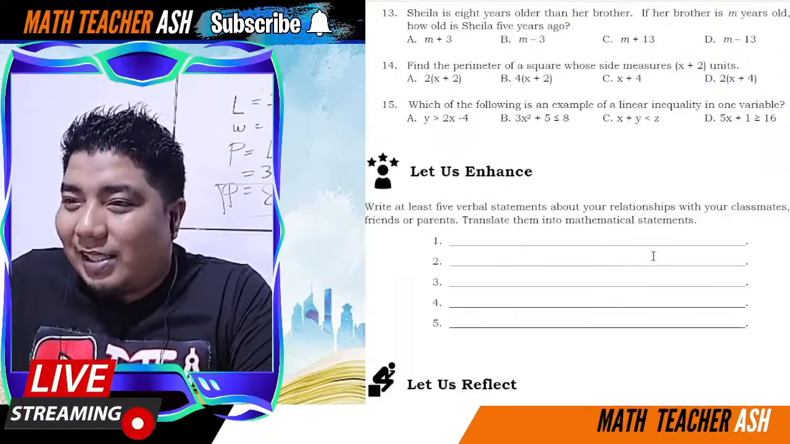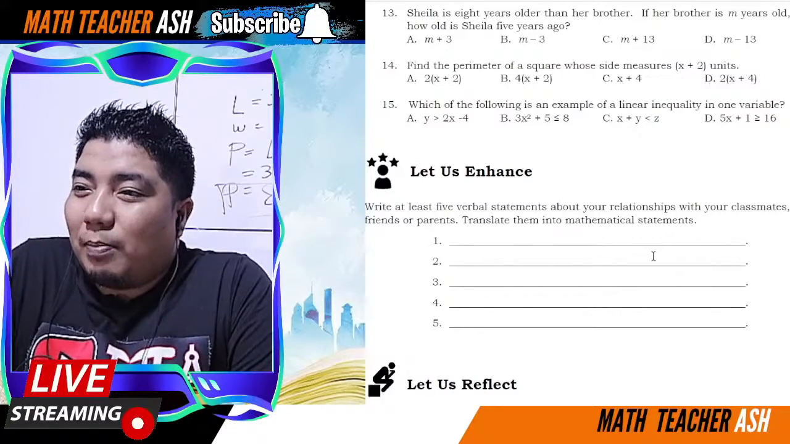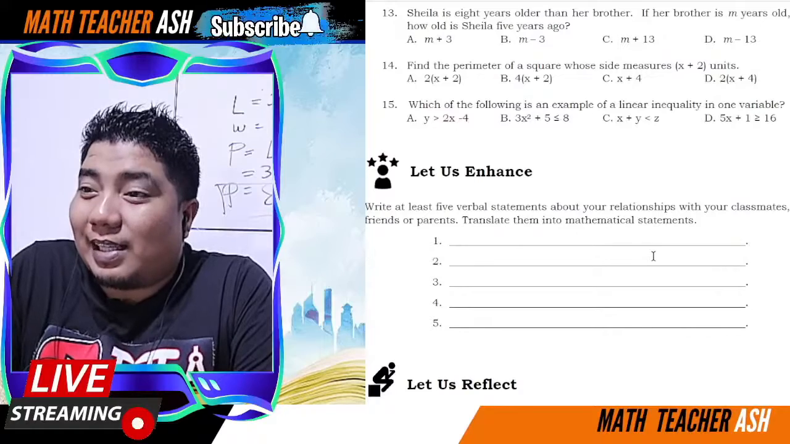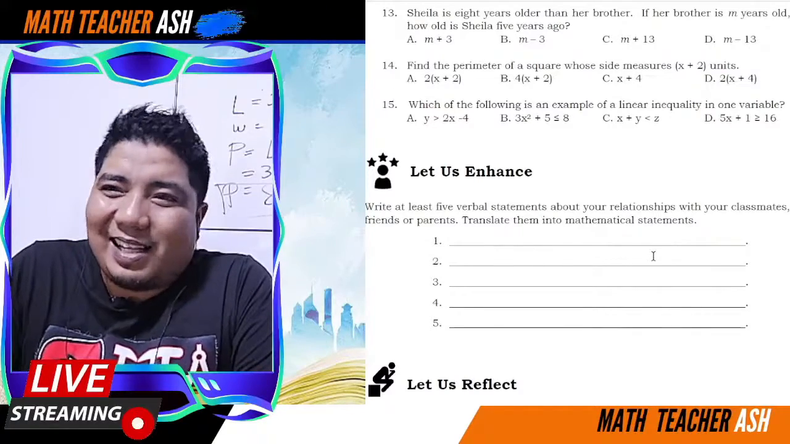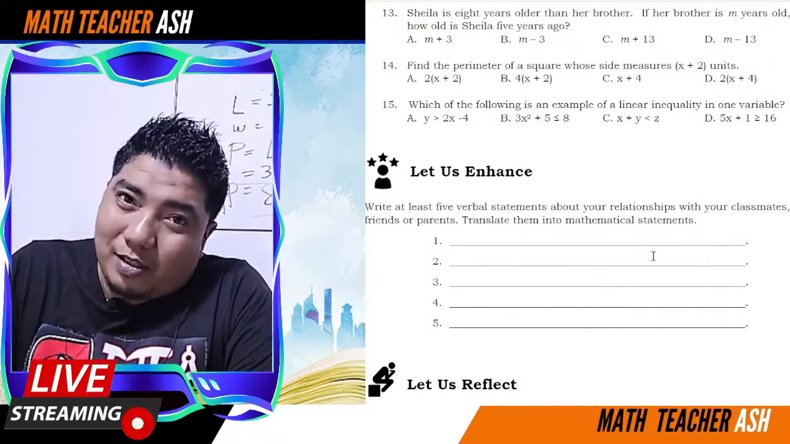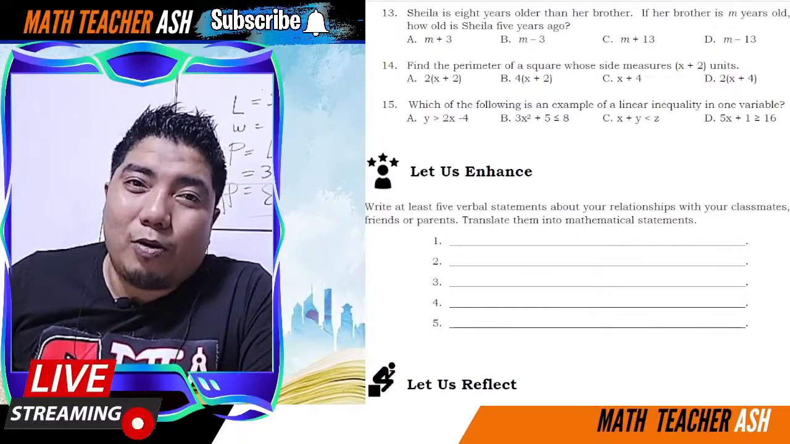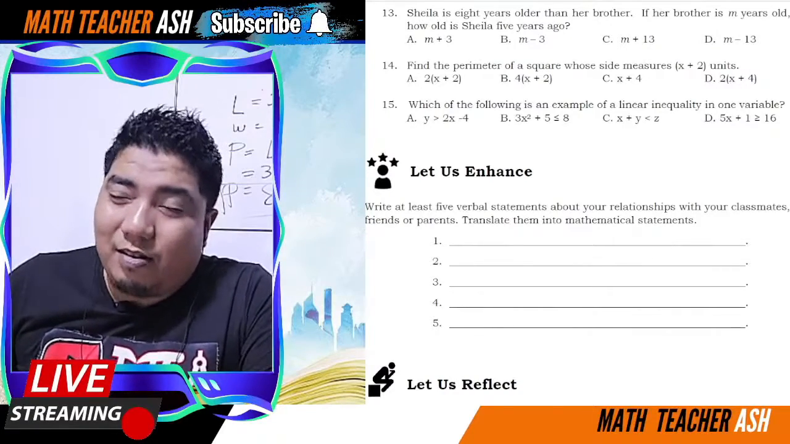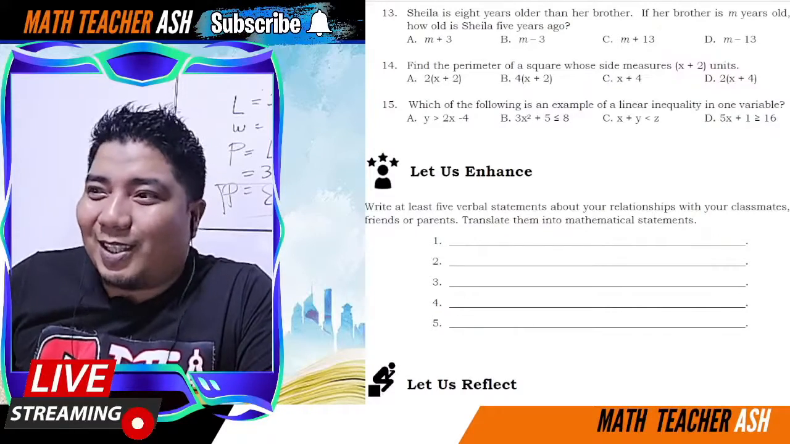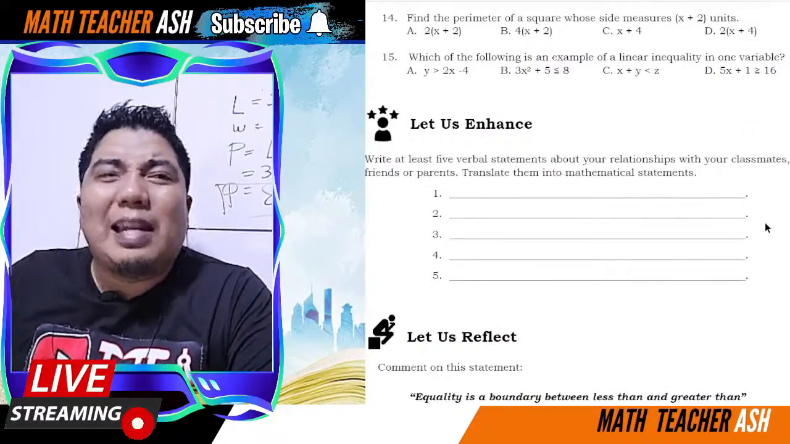Next is let us enhance. Write at least 5 verbal statements about your relationship with your classmates, friends, or parents. Translate them into mathematical statements. So 5 verbal statements, you will use greater than, less than, ganon. And then you can also use variables to represent your love or your connections to your classmates, friends, or parents. 5 lang, my dear math learners. Madali lang ito.